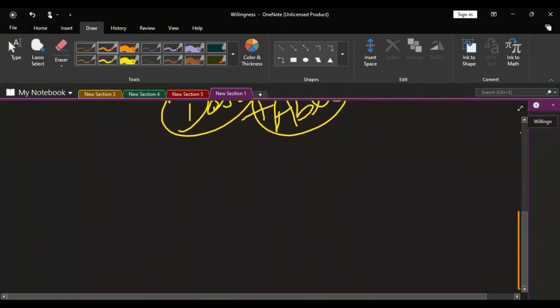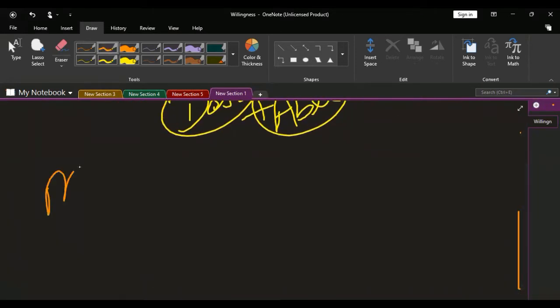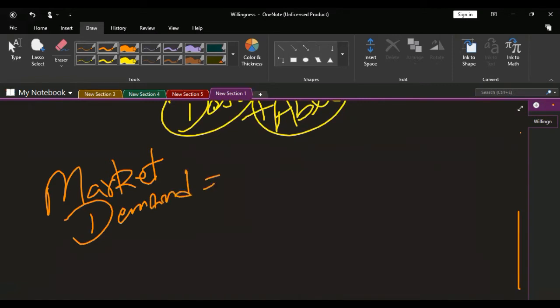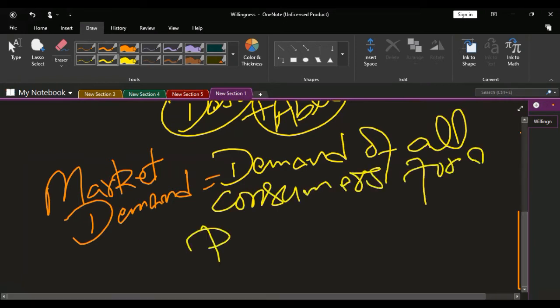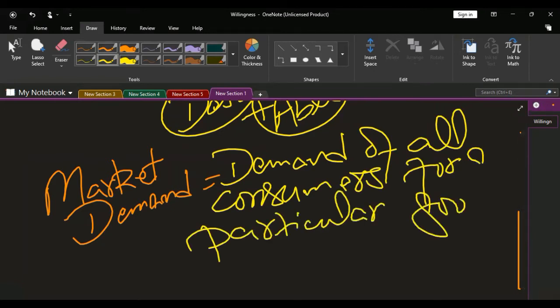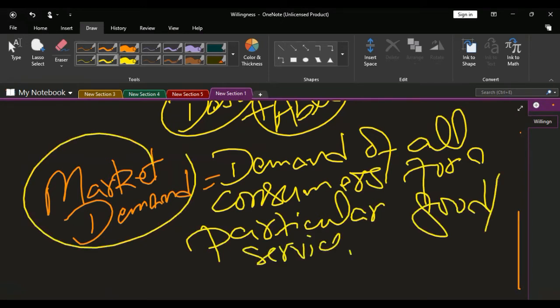What is the difference? Let me write it right here. Firstly, market demand: demand of all consumers for a particular good or service. This is market demand.